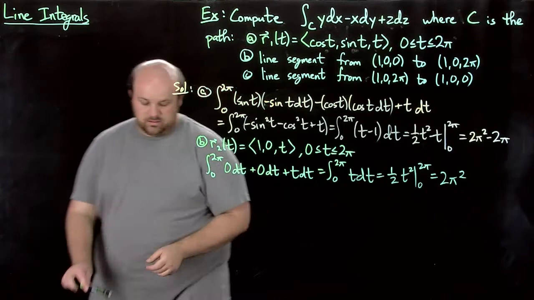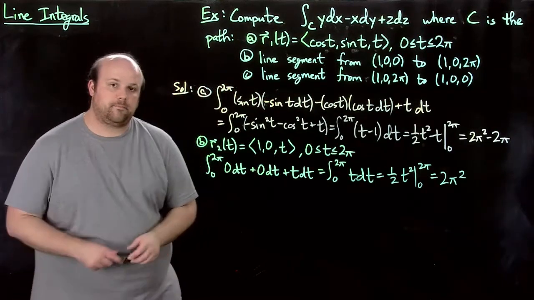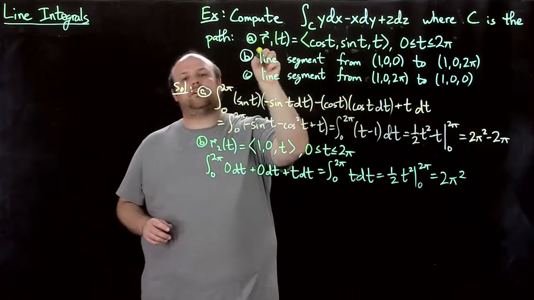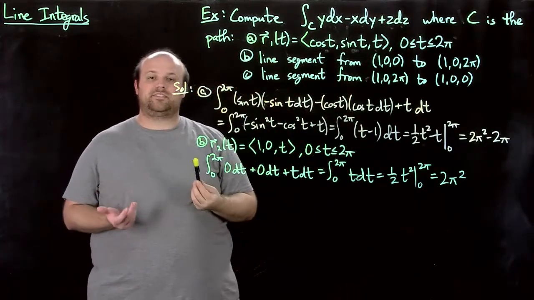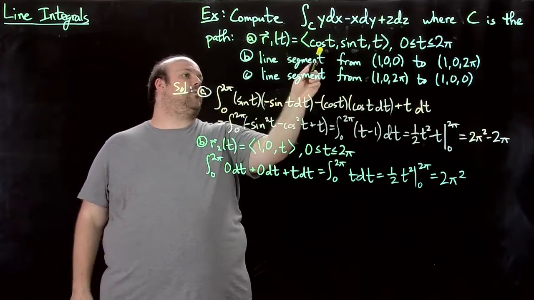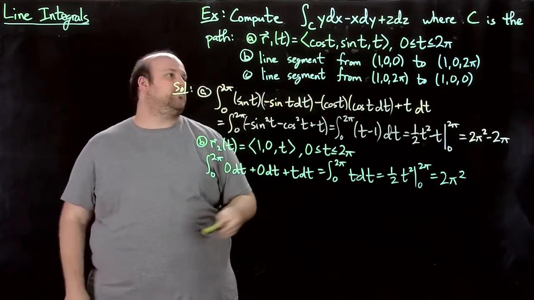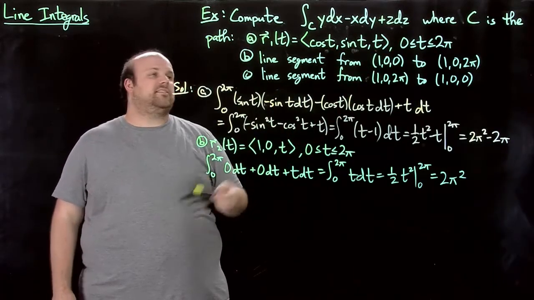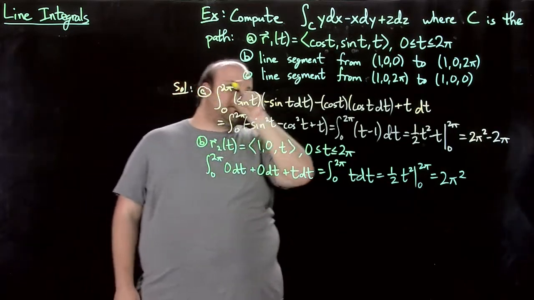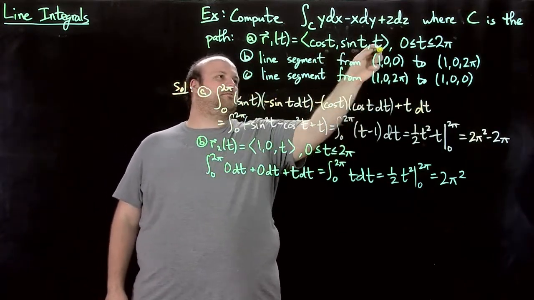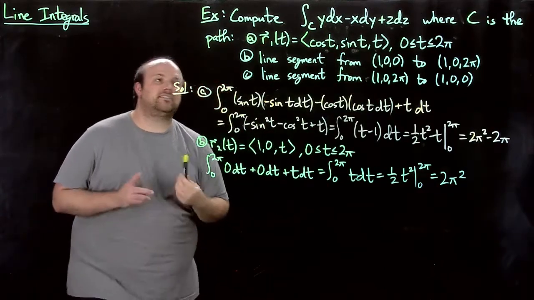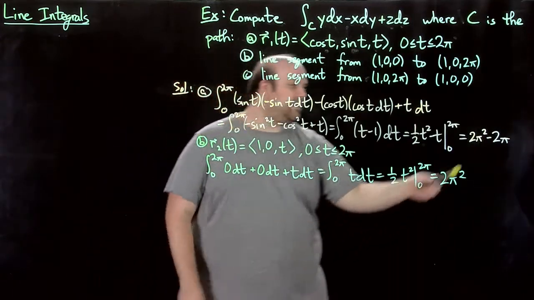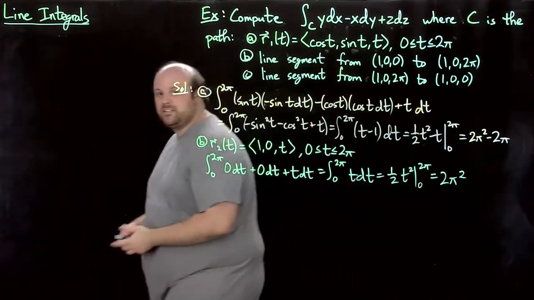Well, hopefully you already noticed something interesting here. Let's look at this. This R1, this path in part a, where does it start? Well, if we plug in 0, we get (1, 0, 0). So these two start at the same point in a and b. Where does the curve in a end? Well, if we plug in t equals 2 pi, we get (1, 0, 2 pi). So they start and end at the same point, but the paths are different, and notice that we get different answers in each case.